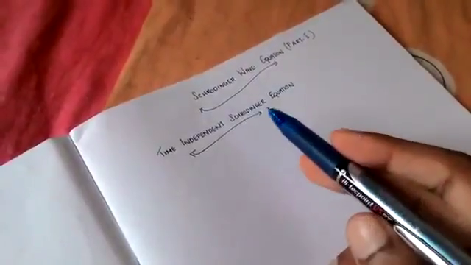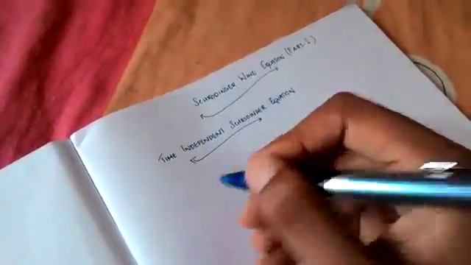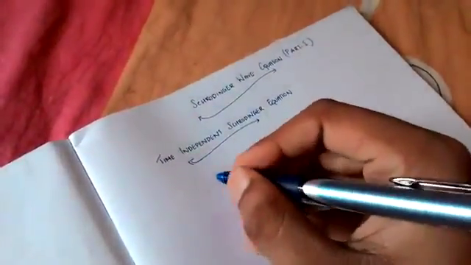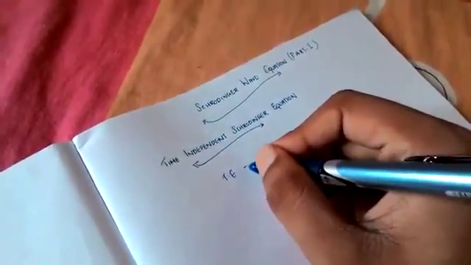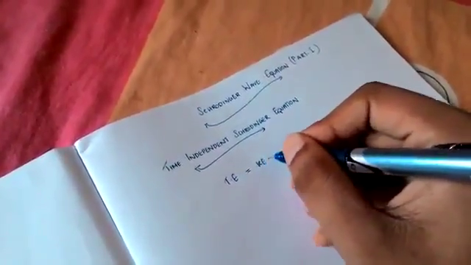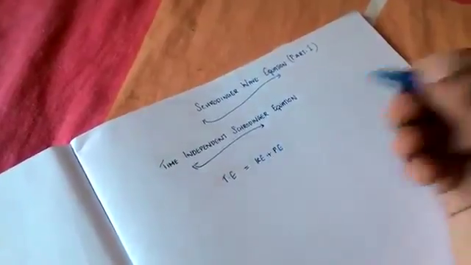Today I'm going to derive the Schrodinger wave equation, the time independent Schrodinger wave equation. So we just need some basic formulas for that. We know that the total energy TE is equal to the kinetic energy plus the potential energy.